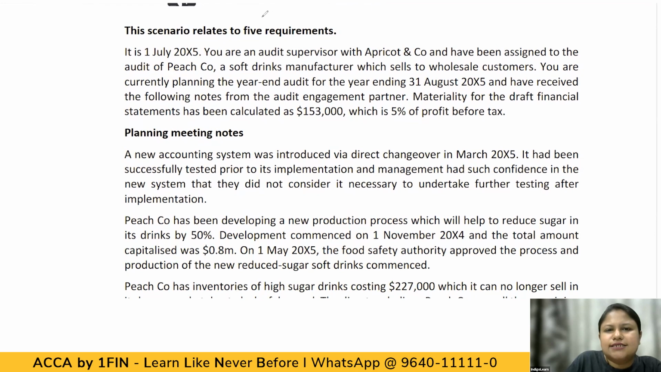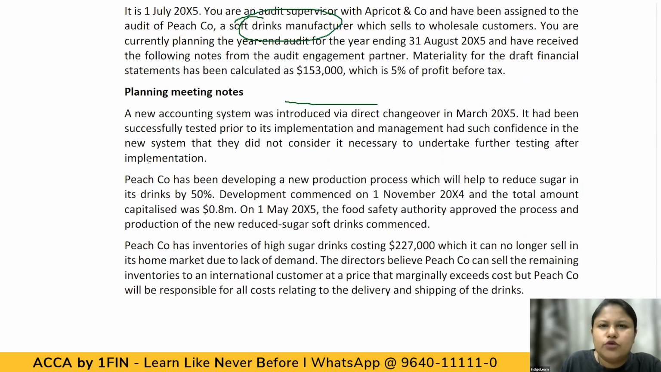The scenario is relating to 5 requirements. That means there are going to be 5 questions based on this. It is 1st July 2015. You are an audit supervisor with Apricot and Company and have been assigned to the audit of Peach Company, a soft drink manufacturer which sells to wholesale customers. You are currently planning the year-end audit for the year ending 31st August 2015 and have received the following notes from the audit engagement partner. Materiality for the draft financial statements has been calculated at $153,000, which is 5% of the PBT. Okay. So obviously the engagement partner will decide all of that. And you are the supervisor.